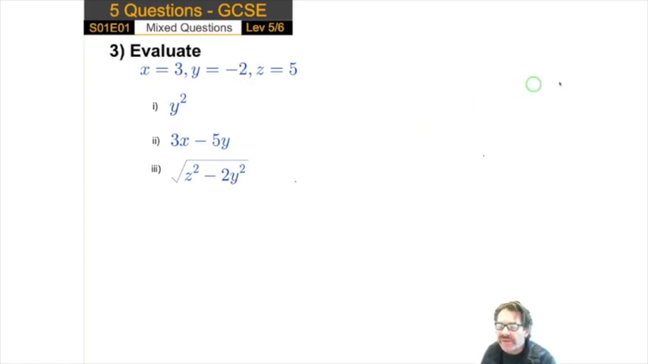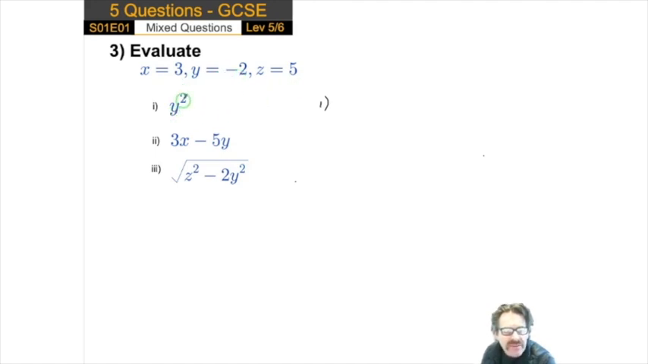Okay, so this third question here has one of the main gotchas that people always get wrong in GCSE maths, y squared. So what did you put for that? Let's put the answers over here. So y is negative 2. So what's negative 2 squared? Did you put negative 4? If you did, you got it wrong.